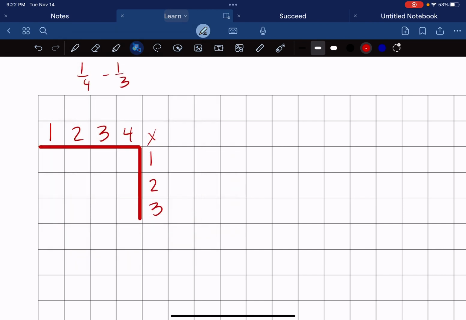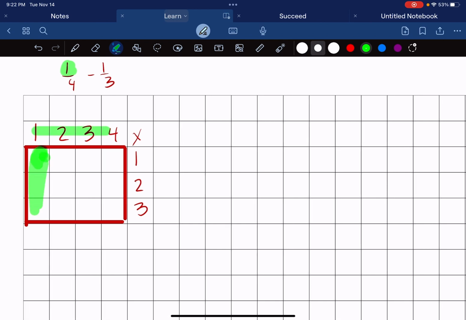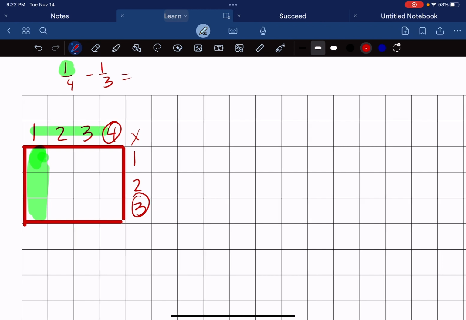Going to make my box for my model. And then I want to shade 1 out of 4. So I've got my 4 here, and I want 1 out of 4 and all the way down. I have a total of 12 boxes here. I can either count them or say 4 times 3. So now I know my denominator will be 12 for both. Then I'm going to see how many I shaded in. I shaded in a total of 3.